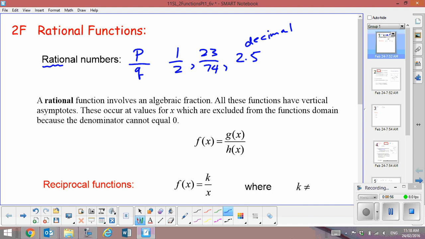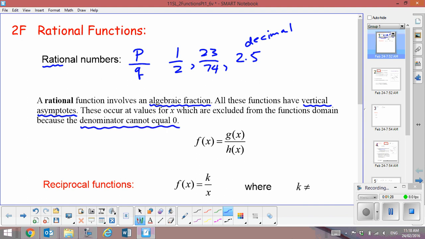So rational functions are those where we have a fraction of two functions, not just a fraction of two numbers. A rational function involves algebraic fractions, and you would have dealt with those in Year 10. All these functions have a vertical asymptote. We've already started looking at those when we were doing domain and range. These are values of x which are excluded from the function's domain because your denominator cannot equal 0.